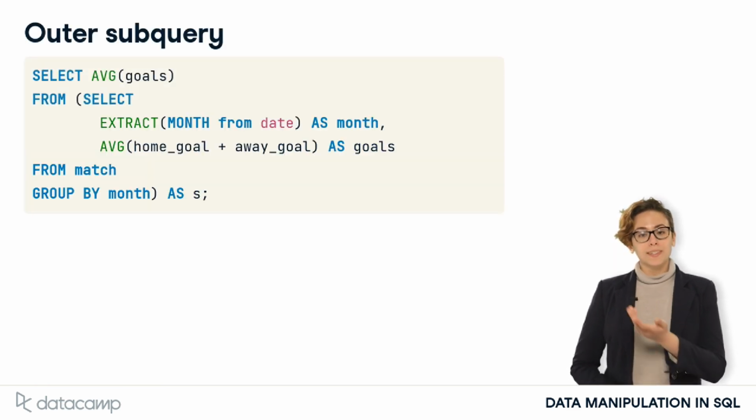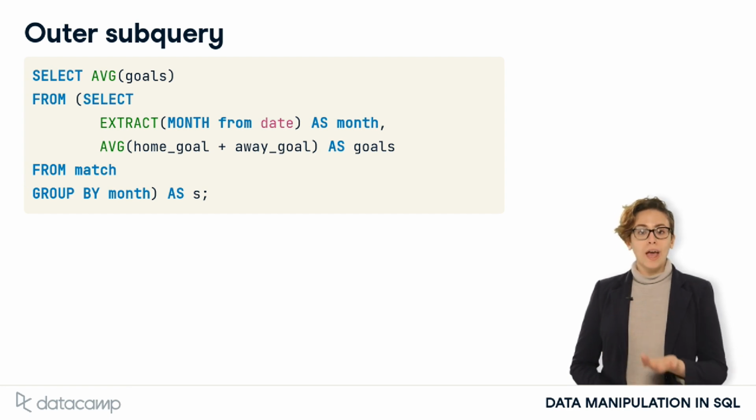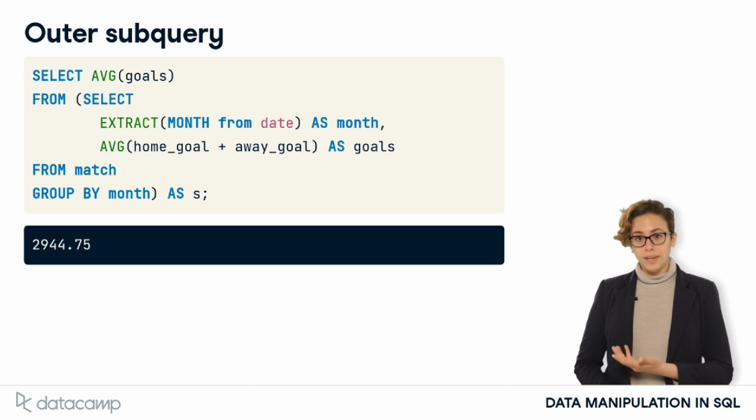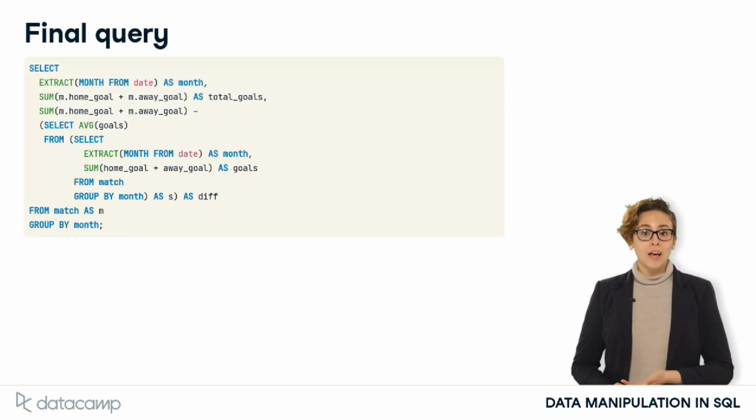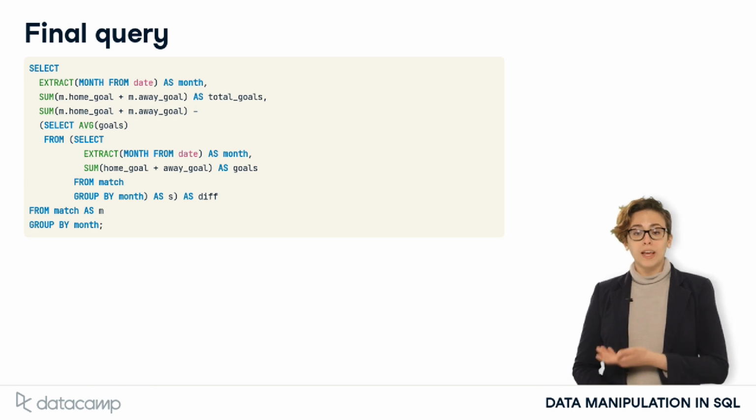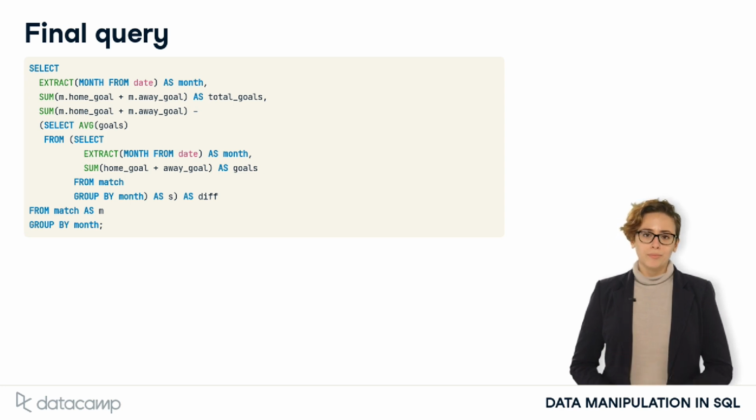Next, you can place the subquery into the second outer subquery to calculate an average of the values generated in the previous table, giving you the average monthly goals scored. Since this result is a scalar subquery, you can now place it in the main query for calculating the final dataset. Finally, you can place the entire nested subquery in the select statement, giving you a scalar value to compare to the sum of goals scored in each month.